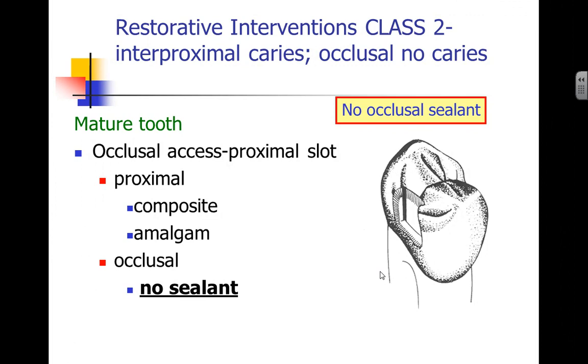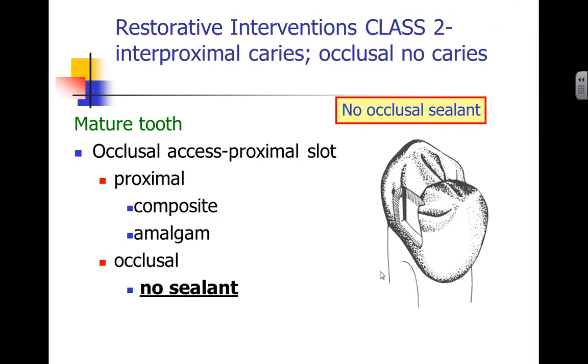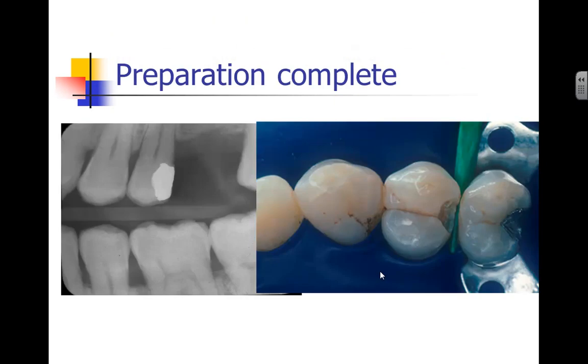For the more mature tooth, we won't use an occlusal sealant, but just our proximal slot design, with considerations for placement of an adhesive composite or an amalgam restoration, but no need for a sealant on a tooth that's shown resistance to occlusal caries. And so, for that case we saw previously, where we saw a class 2 carious lesion on the distal surface, it was cavitated, we're doing a proximal slot preparation. We can restore this either with amalgam or composite.